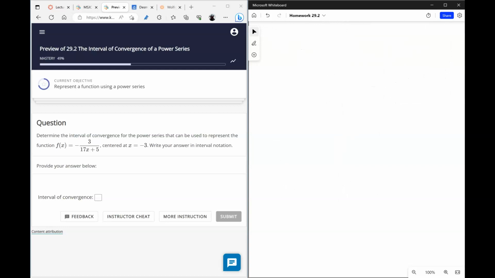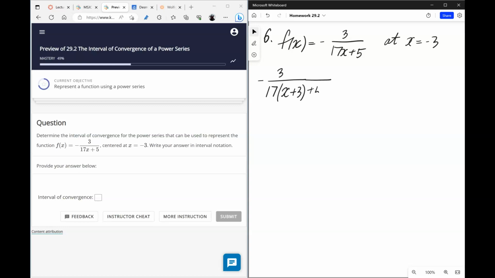All right, next problem. We're going to first manipulate this into a power series. So 5 minus 51, it's negative 46.